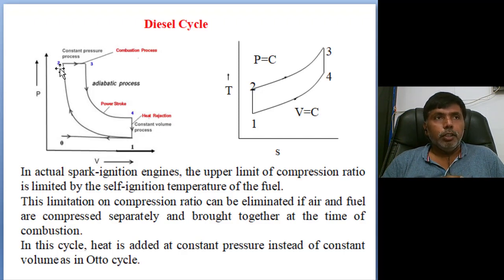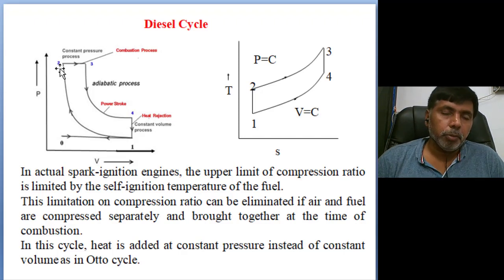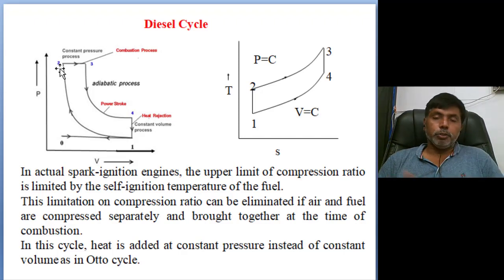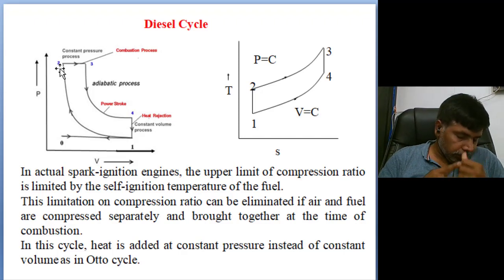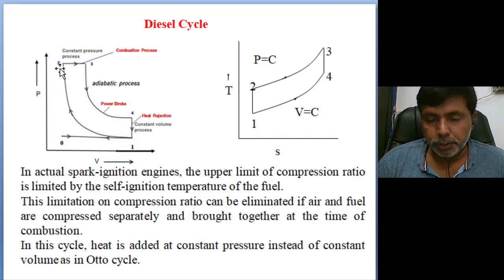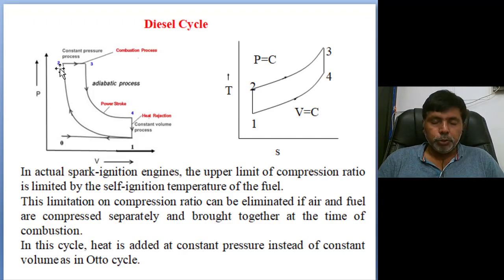fuel. So what is the main advantage? You can increase the compression ratio according to your wish. According to your wish means the material constraint. If proper material is available, you can increase up to 20, 30 also. But in the Otto cycle, the maximum limit of compression ratio, according to the volatile fuel used, is 1:10. Here, I think 1:15 to 1:25 we maintain in the diesel cycle compression ratio.